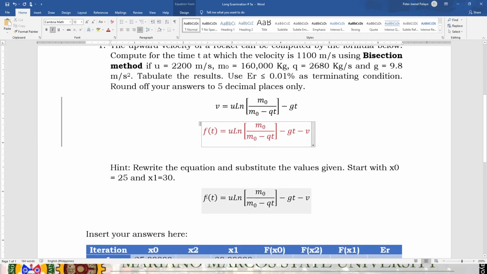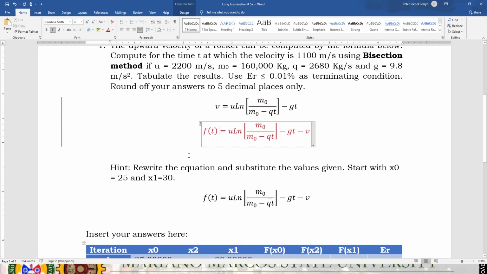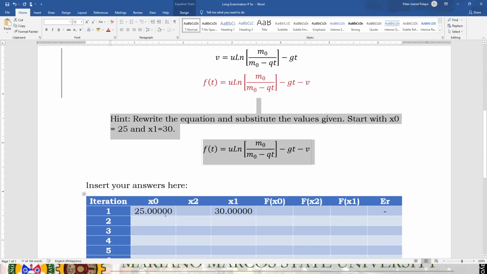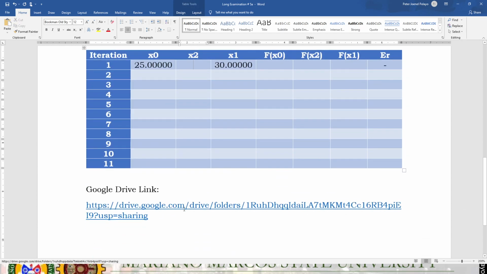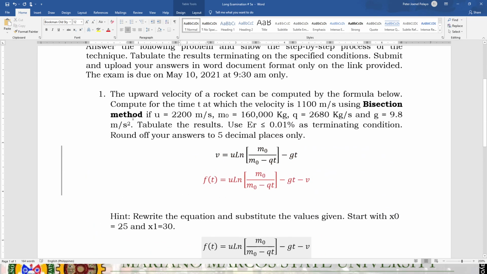Okay? Kaya naging ganito. So, hindi ko siya inano sa long exam 5 kasi yan nga, bago lang. But for the next exam, hindi ko na ibibigay itong hint. Hindi ko na rin bibigay yung starting. So, parang halos ganito rin. May table. Okay? So, sana may natutunan kayo sa ating secant method.